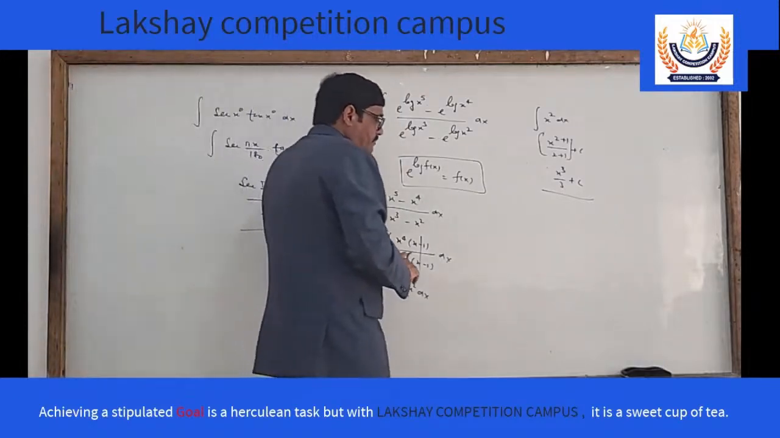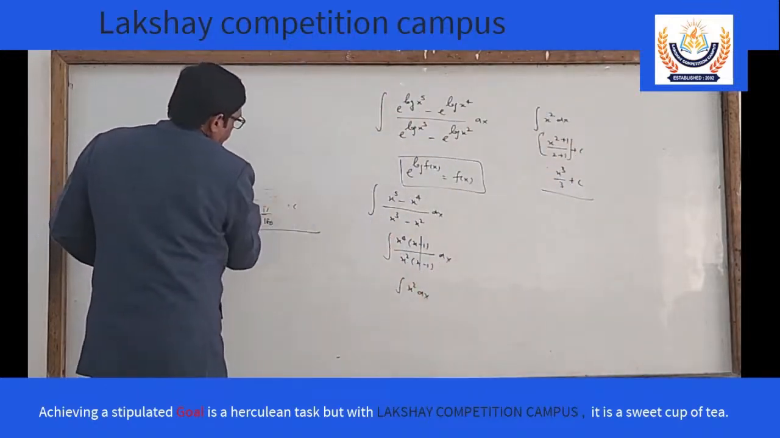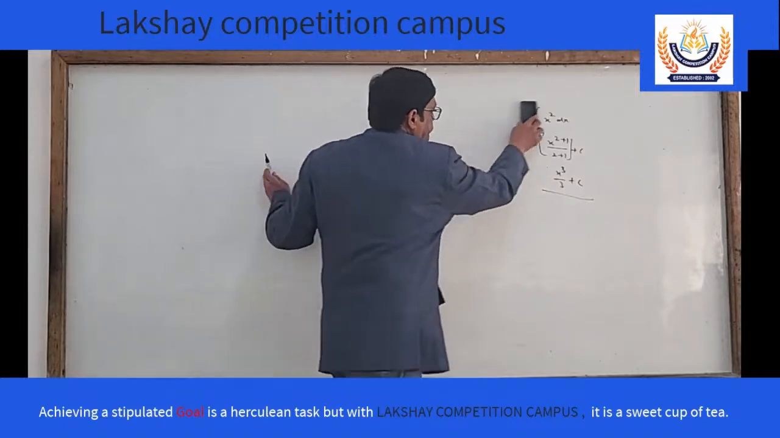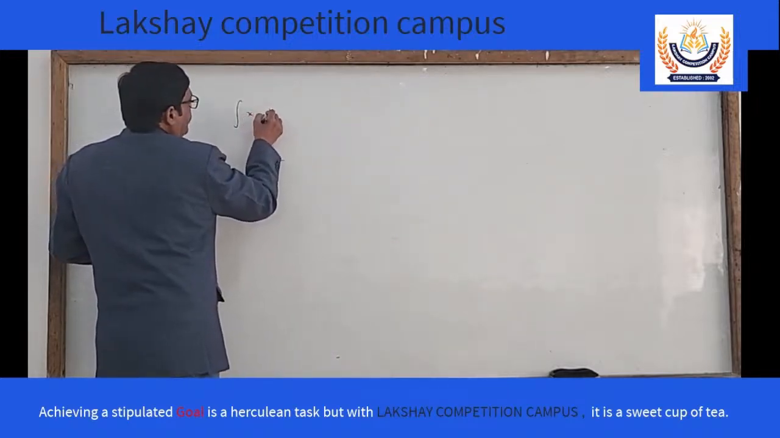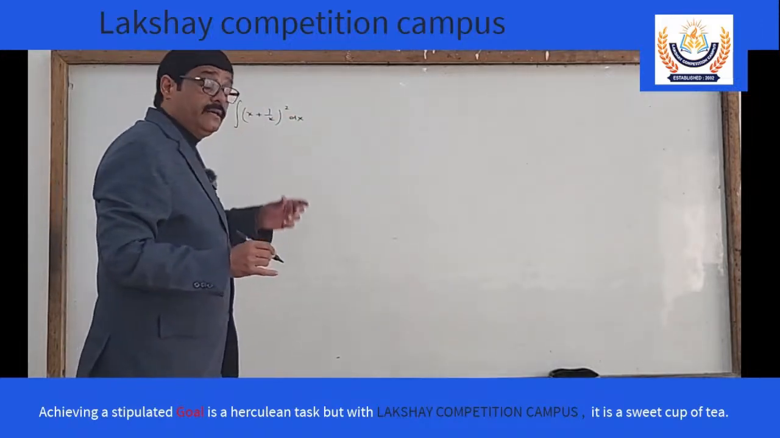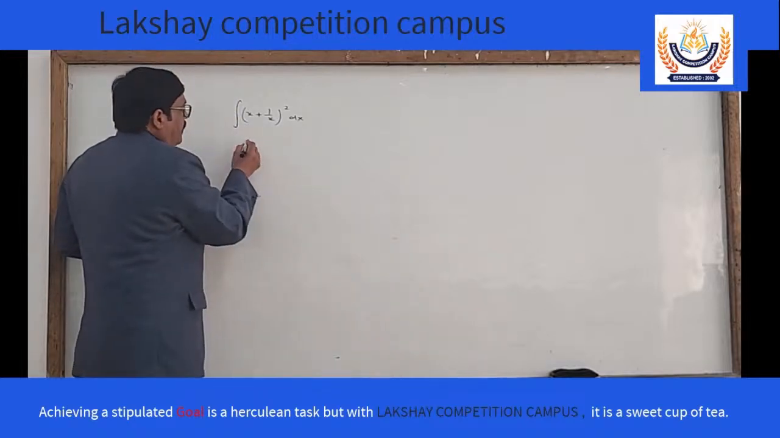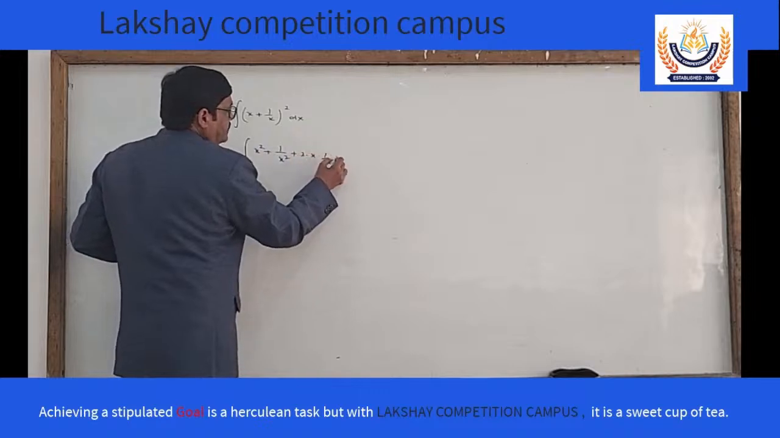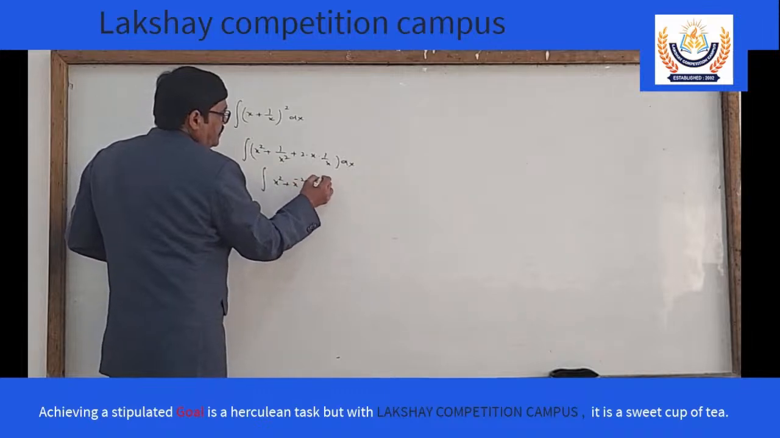Now students, there is a problem. What is the integration of x plus 1 by x, the whole square? First of all, you find the square of it. We expand it: x square plus 1 by x square plus 2 into x into 1 by x dx. So it is x square plus 1 by x square plus 2 dx.